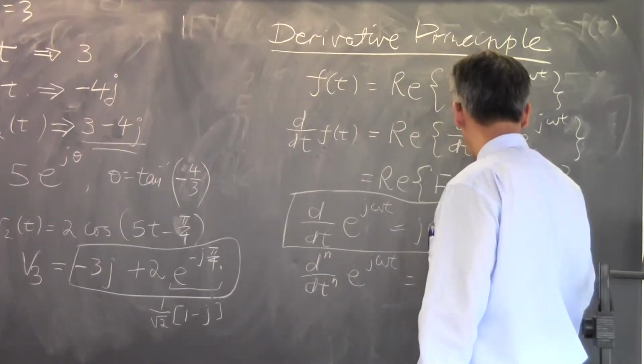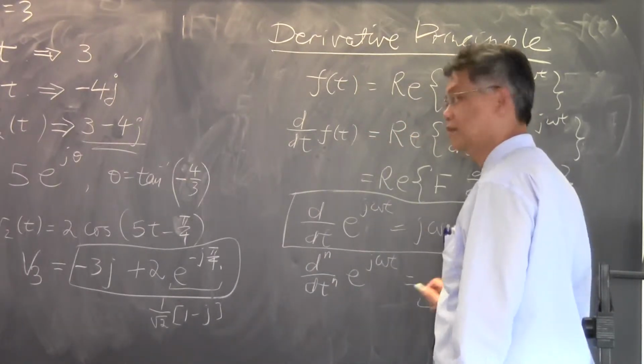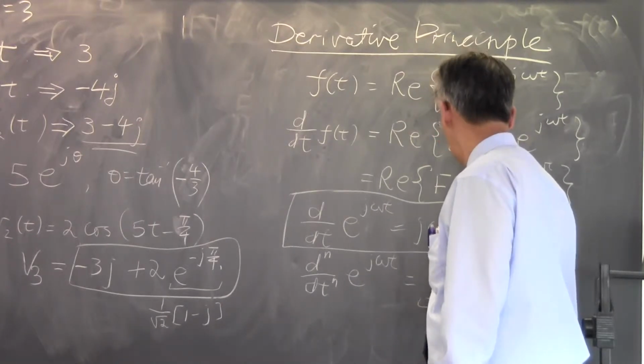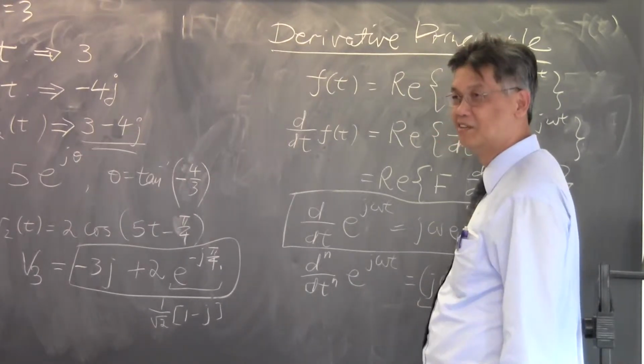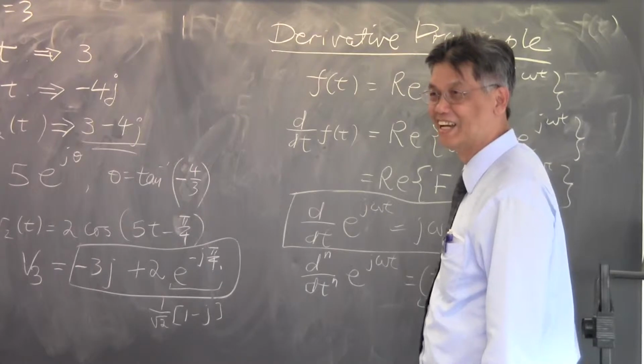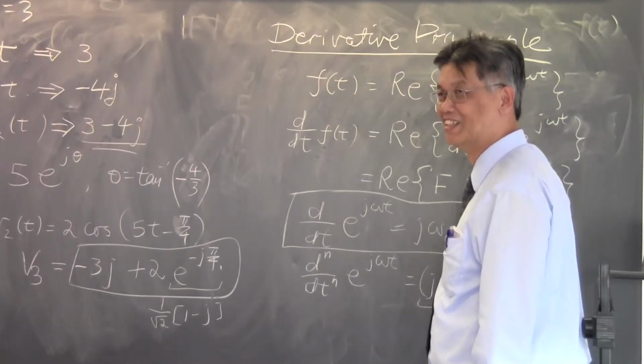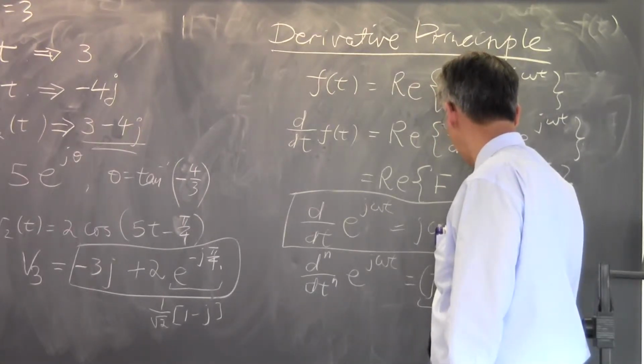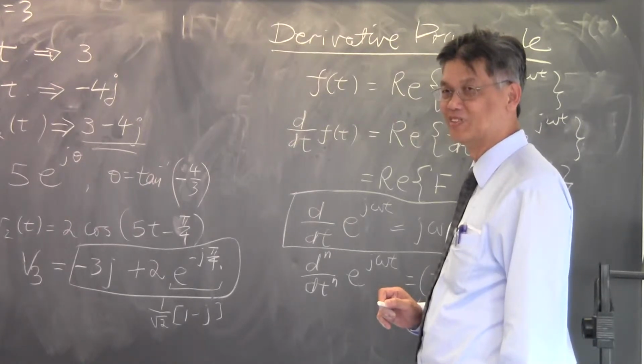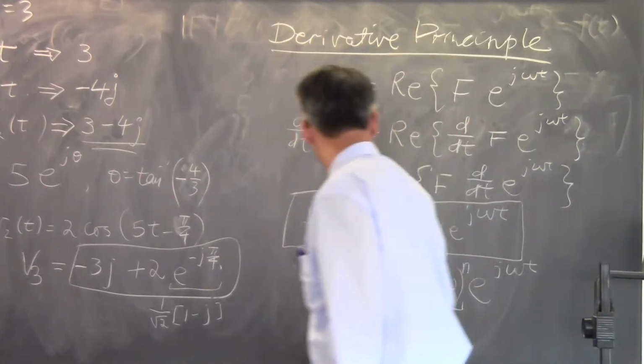what is the prefactor that you have to add here? j omega to the power of 3, 4, 5, or what? Minus 1? I think the smart one will say n. The silly one will say minus 1.